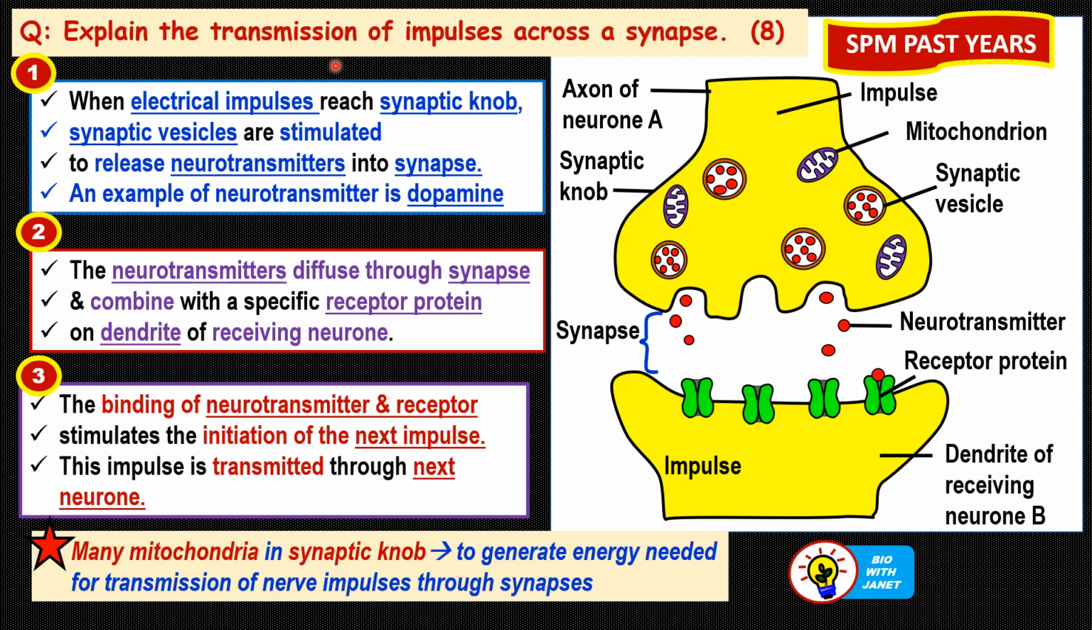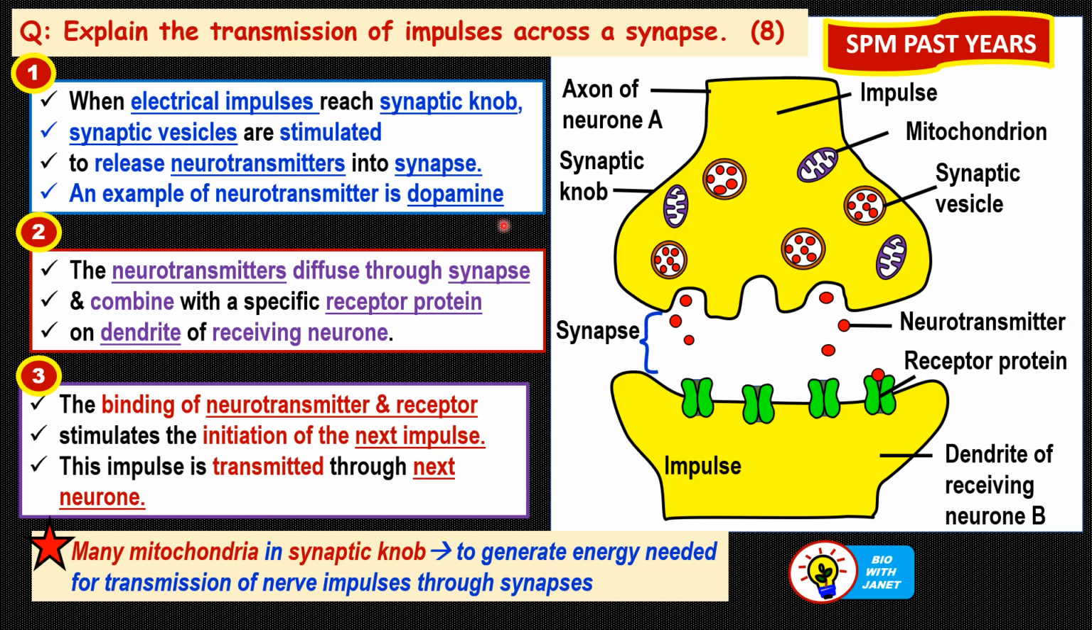Now let's look at an important question which is very popular in the SPM past years series. Explain the transmission of impulses across a synapse. 8 marks. So here we're going to discuss the steps involved in the transmission of impulses across a synapse, in the right sequence, starting from when the impulse arrives at the synaptic knob here.